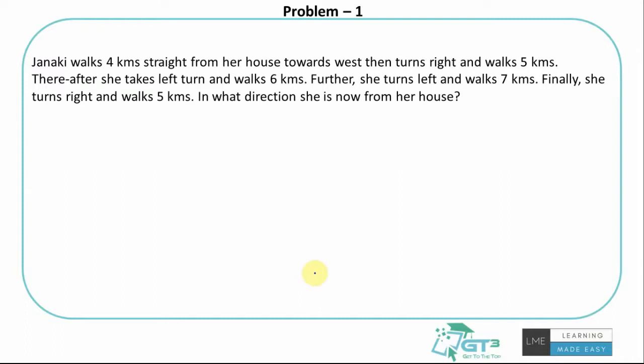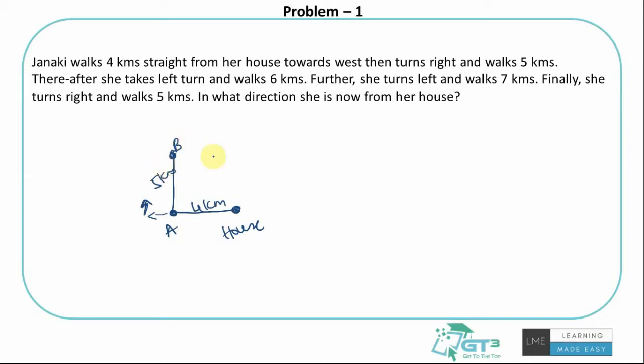Janaki walks 4 kilometers straight from her house towards the west. So this is her house, and I know west is this direction, and she walks towards west for 4 kilometers. Now Janaki would still be facing this direction, and then she turns right. Right would be this. So she walks facing north now because she turned right, and walks for 5 kilometers.